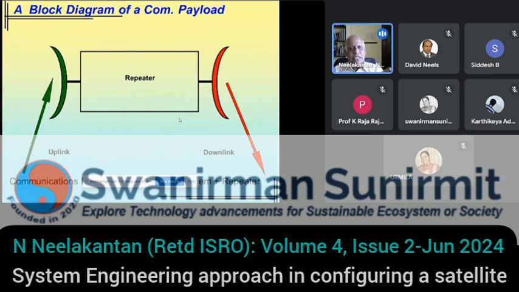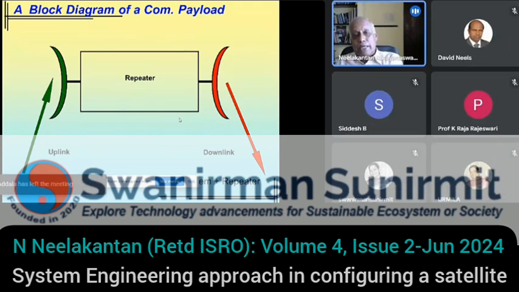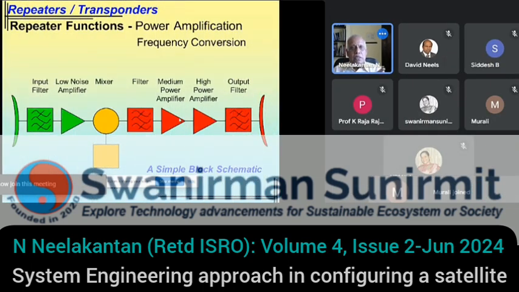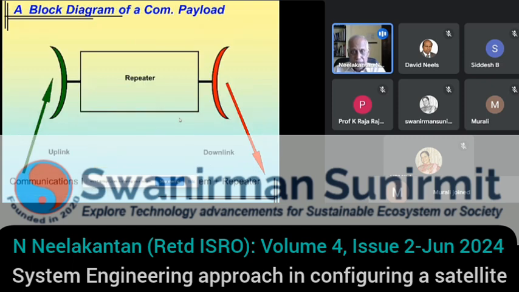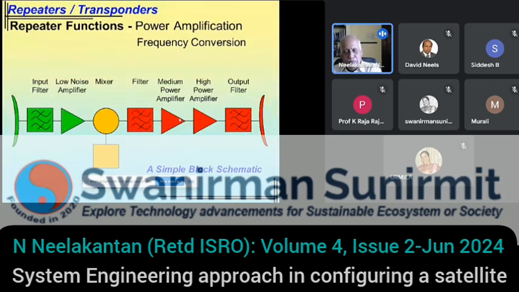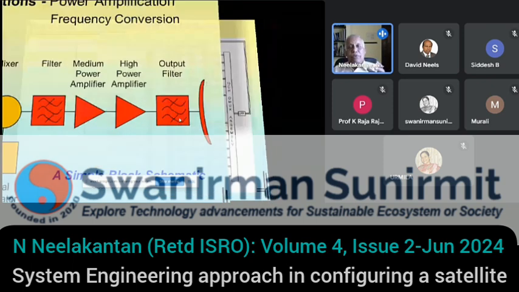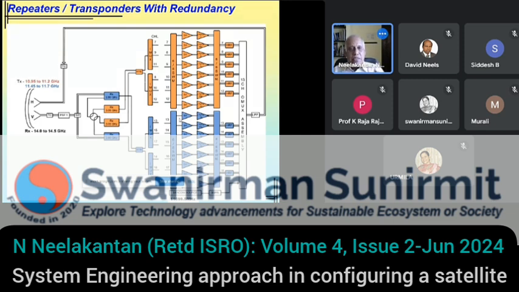Typically, uplink is received through an antenna. There is a repeater, which can be a passive repeater or an active repeater, and then the downlink through the same antenna or another antenna. And what I showed as the repeater, this is some expansion of that repeater, like the input filter, output filter. There is a mixer for frequency conversion, and then a medium power and a high power amplifier before retransmission for reconditioning. If there is a reprocessing, then it becomes an active transponder. With redundancies, with multiple channels, the payload becomes a bit more complex as it is shown here.